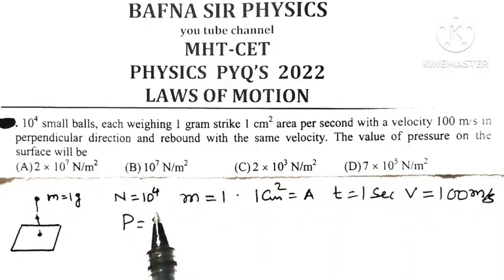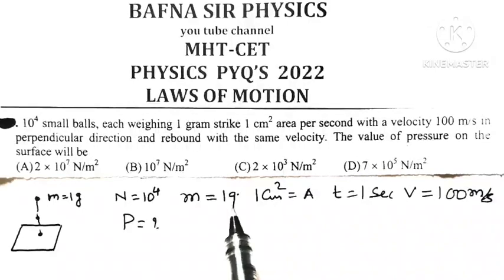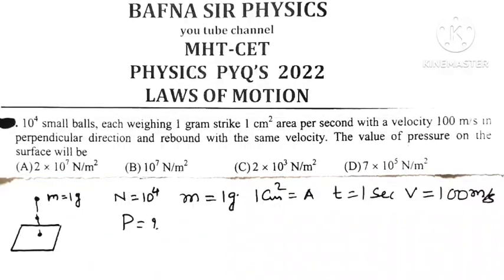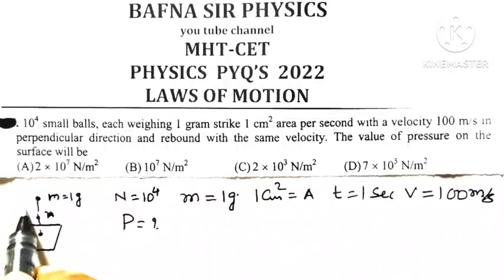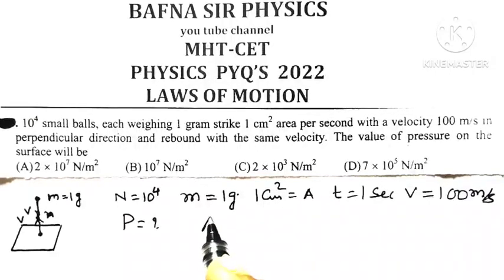They are 10 raised to 4 in number in every 1 second over an area of 1 centimeter square, and the weight of each ball is 1 gram, and the velocity with which balls are moving is 100 meter per second. So see here we have a ball of mass m moving with velocity v, and it will strike the surface, and it rebounds with the same velocity. Then what is the change in momentum?